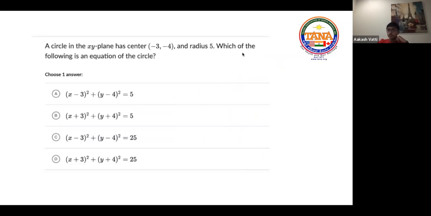Here is another problem for you guys to do. I'll give you guys a minute because this is a relatively easier problem to do. And it looks like everyone who's answered it has got it right.